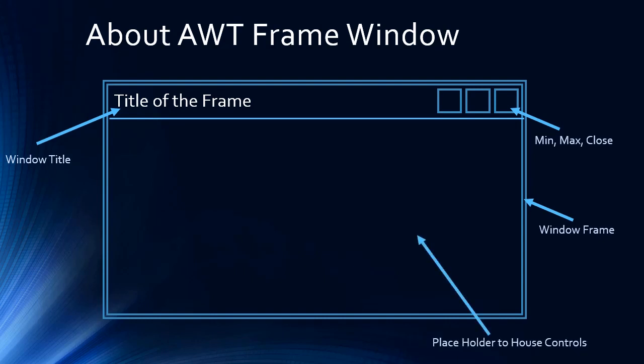Next, this is the placeholder to house the controls. That means whatever control we add, that will get added into this area. So this is a big area. A Windows programmer will call it the client area. So this is the document area, we can say. In this area we can house other controls. So this will be the top level container, and the container will hold other controls.